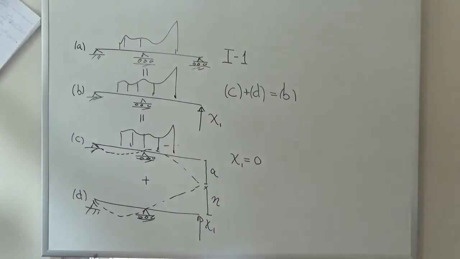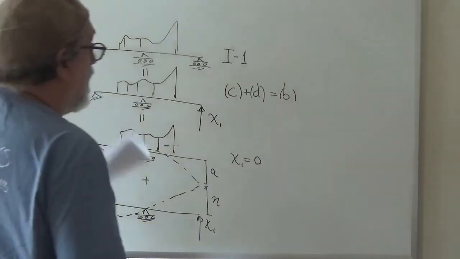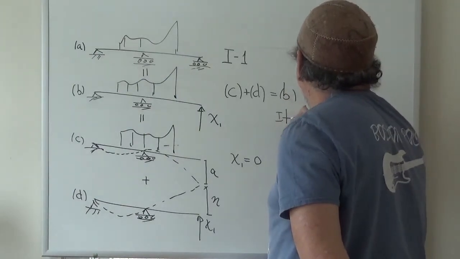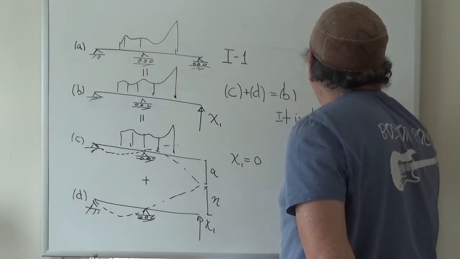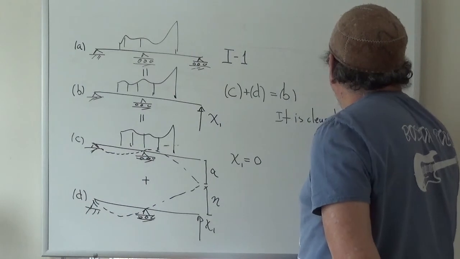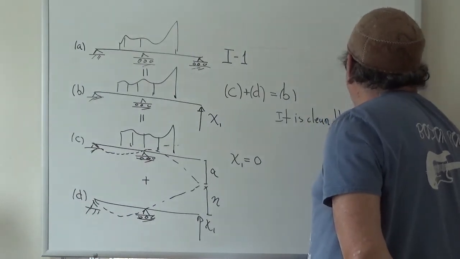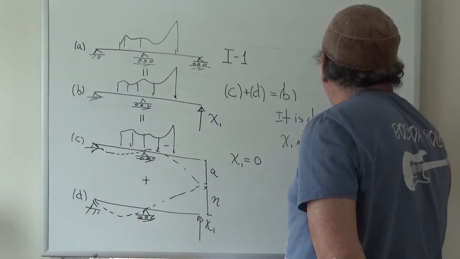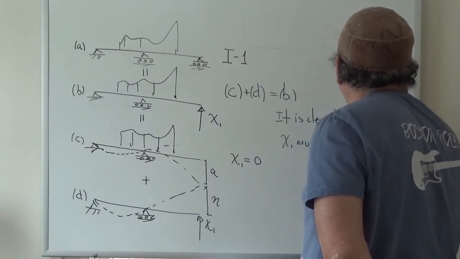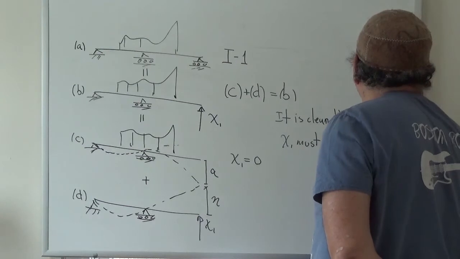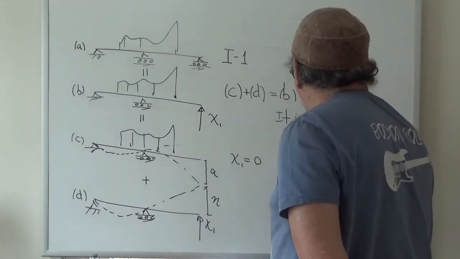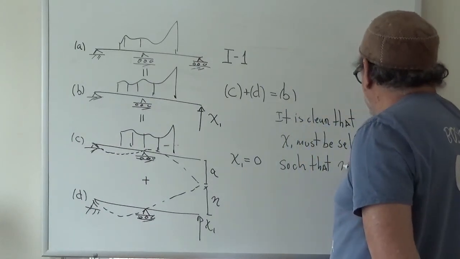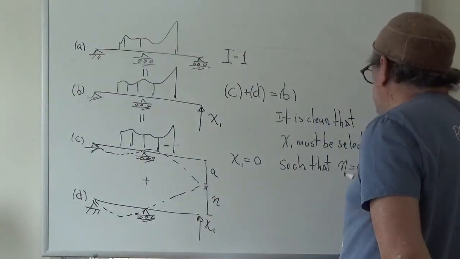So if I call that displacement n, then I can write here in words, it is clear that nx1 must be selected such that n is equal to A, right?